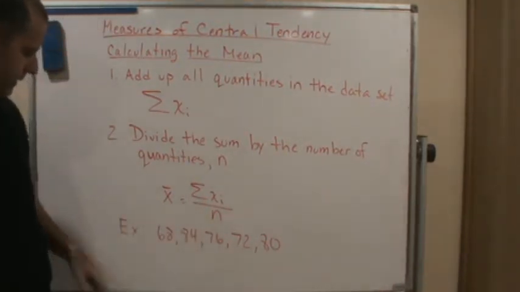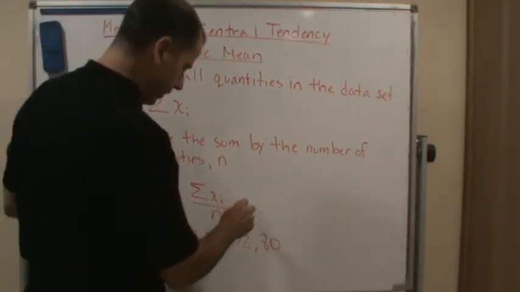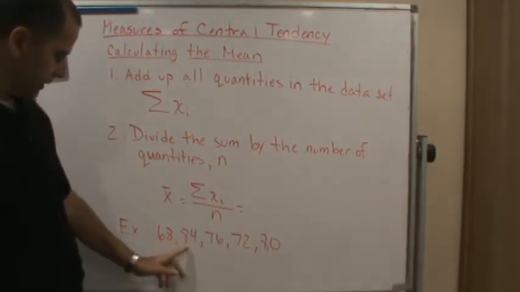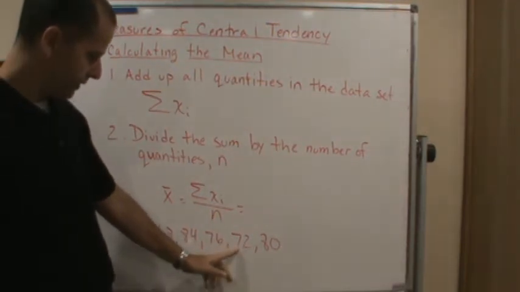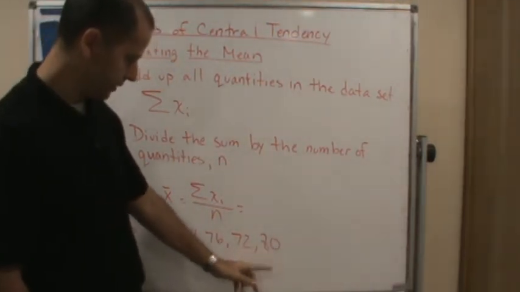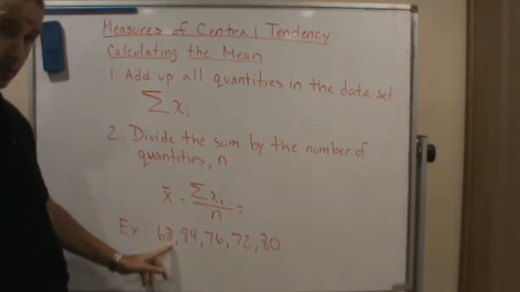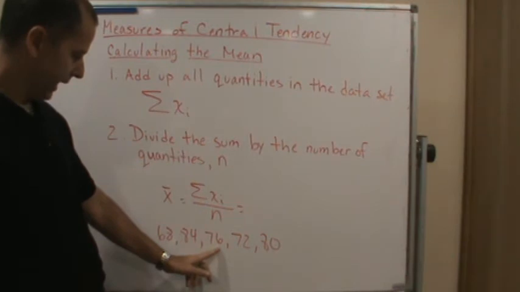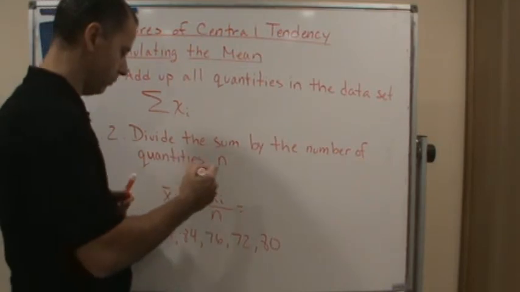Okay, so let's do an example. Here's our data set. We want to calculate the average. The first thing we're going to do is add up all of these numbers. So if you add up all these numbers, what do you get? You get 60 plus 80, right? 60 plus 80 is 140, plus 70 is 210, plus 70 is 280, plus another 80 is 360, and then 360 plus 12, so that's 372, 378, 380. So we get 380, right?